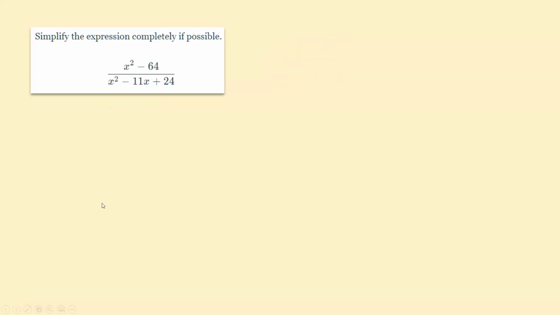So let's go ahead and look at the next one. Here on the numerator, we have a difference of perfect squares. 64 is a perfect square. That is 8 times 8. If you remember the difference of perfect squares, the way this factors is take the square root of this value. That would be x, and that goes here and here. Then you take the square root of this value, which would be 8. It goes here and here, and then you put a plus here and a minus here. And that is how you factor the difference of perfect squares.